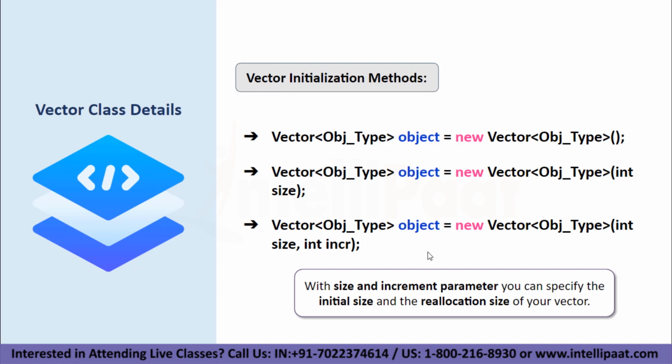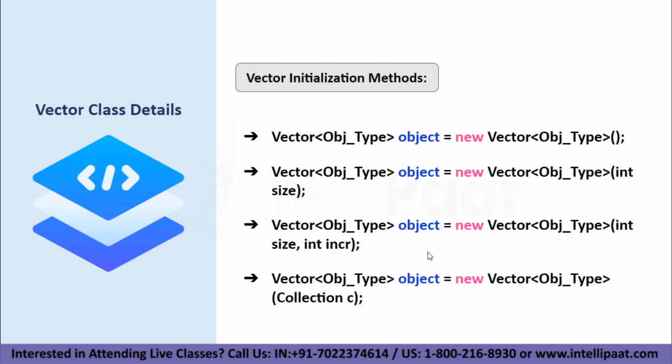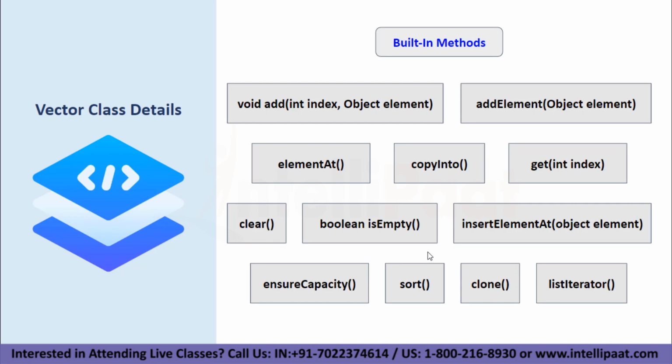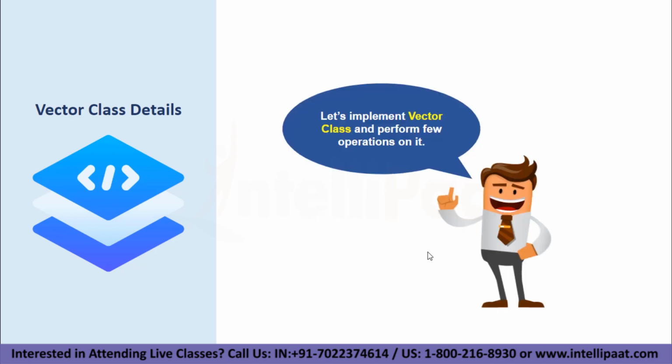The fourth method to construct the vector allows us to create a vector that will store the elements of some other collection. So here we'll pass collection c as an argument. Here are a few important built-in vector class methods that you can use to perform multiple manipulation operations. Try to remember these operations because in the next section we'll create and perform a few operations on the vector data structure. So let's visit the code editor for that.